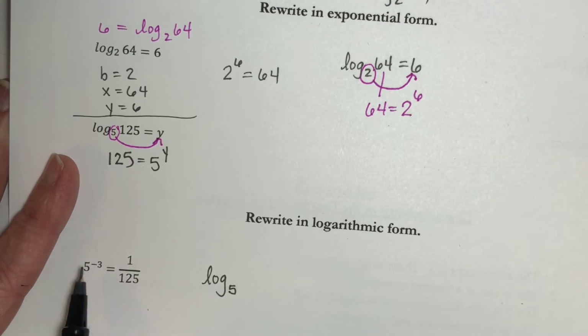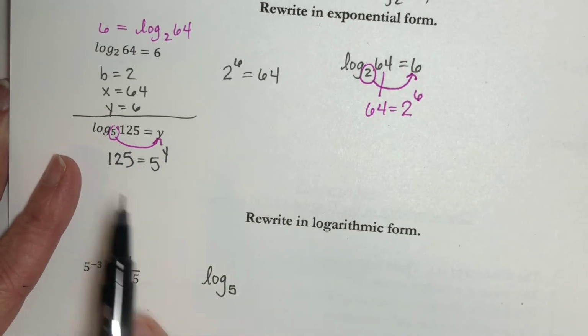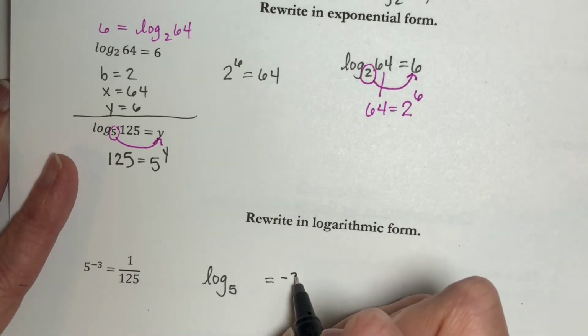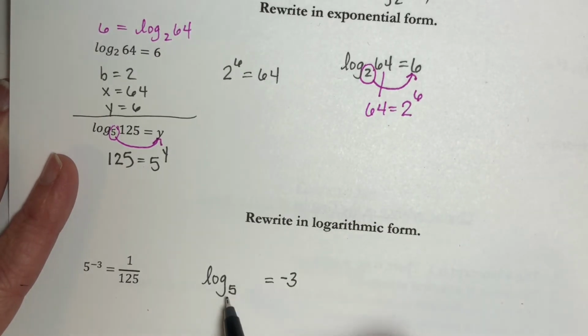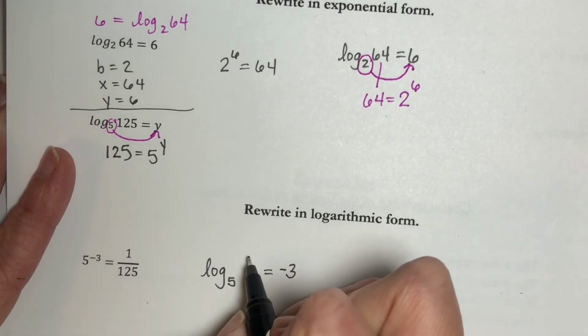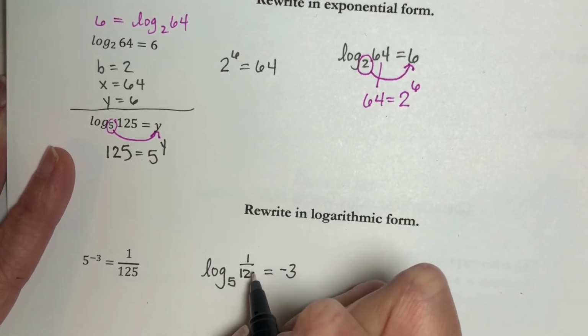Okay. And then what gets pushed up? It's on the other side of the equal sign. So I'm going to have a -3 over here. So if I think about this in reverse, I'm going to have the 5 swooping over here and pushing up the 3 to be an exponent, -3. So what needs to go right here? 1 over 125.